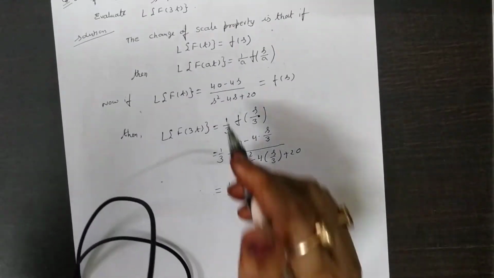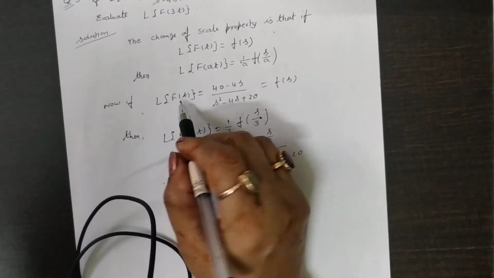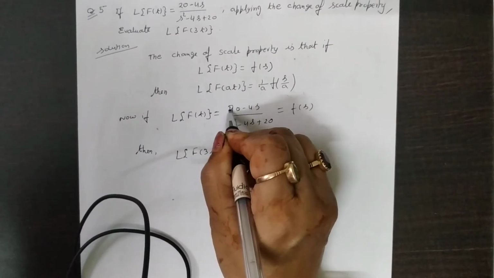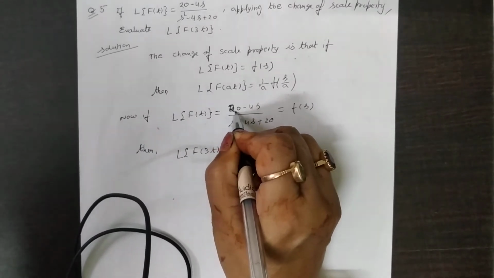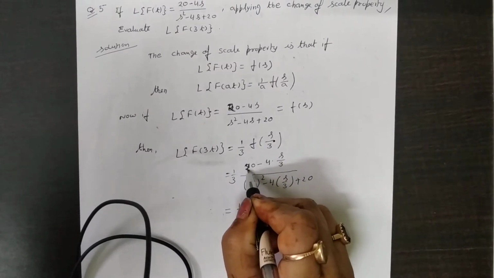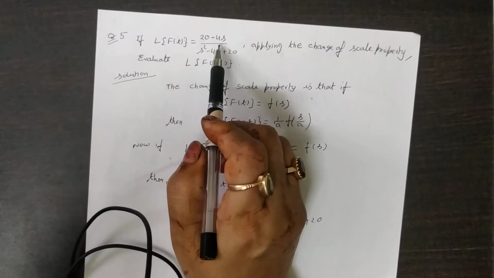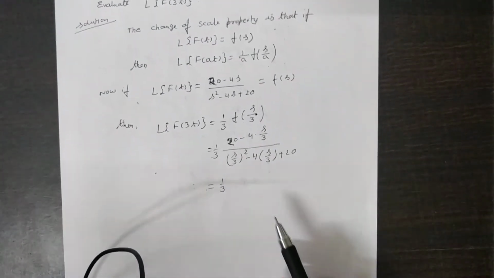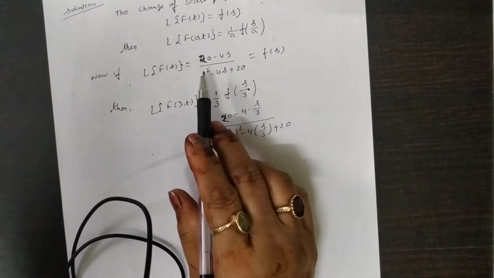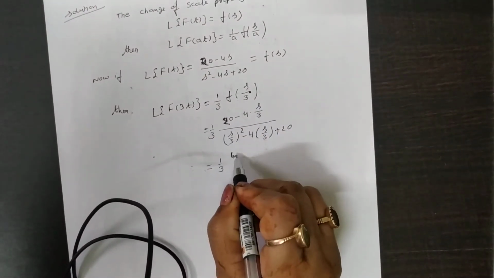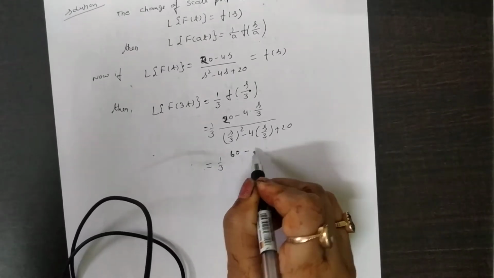Sorry, the question is given as f(t) equal to 20 minus 4s, not 40 but 20. Yes, not 40. So here it is also 20. If it were 40, then you could also do it; if 40 then 60. Minus 4s.